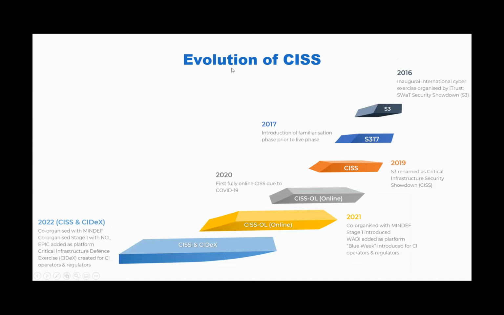Just to give you a brief overview of how CISS has evolved since 2016, it started as an inaugural cyber exercise, and then more live stages got added, such as the secure water treatment plant. Then we conducted a fully online CISS in 2020. In 2021, we added the water distribution plant, and this time we are adding support from NCL as well as EPIC, which is our power testbed. This will be an additional challenge for all the IDS teams to monitor not just one, but 3 testbeds all at once during the exercise.